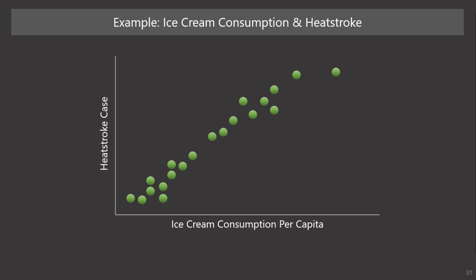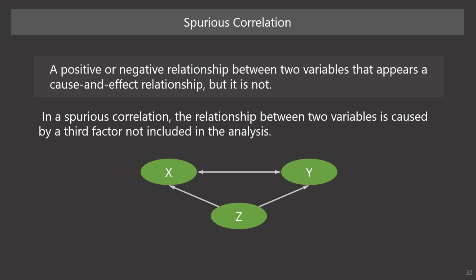However, in this case, more serious problem is spurious correlation. A spurious correlation refers to a positive or negative relationship between two variables that appears a cause and effect relationship, but it is not. In such a relationship, it appears that one variable causes another, or vice versa. However, in a spurious correlation, the relationship between two variables is caused by a third factor not included in the analysis.